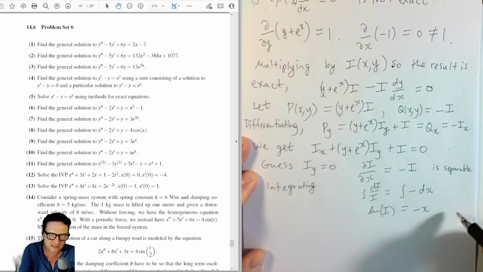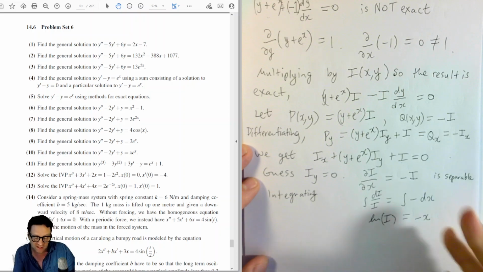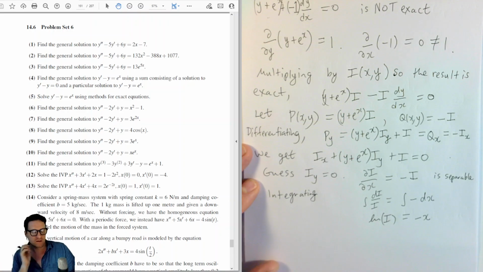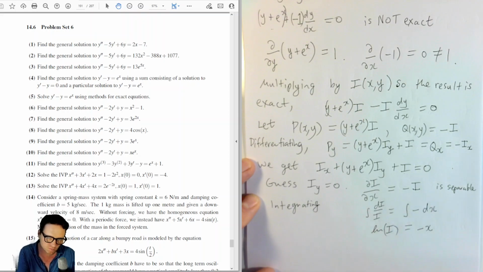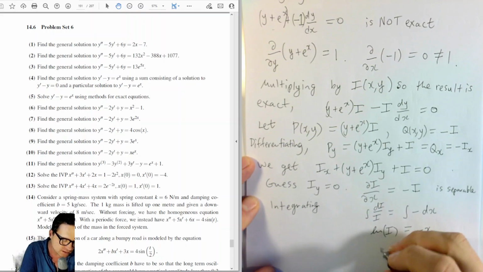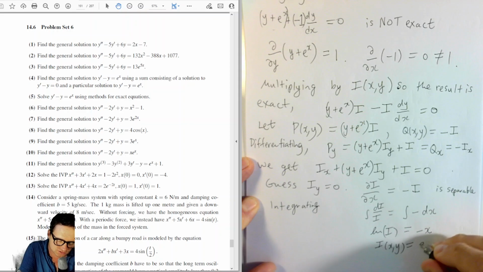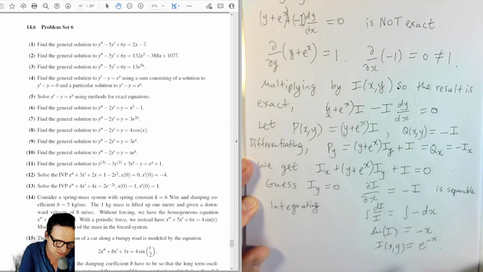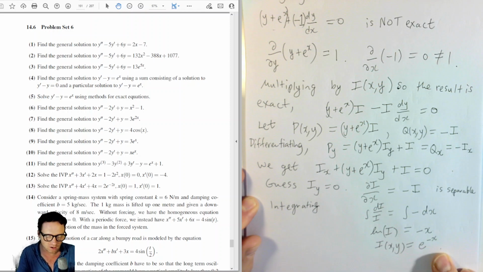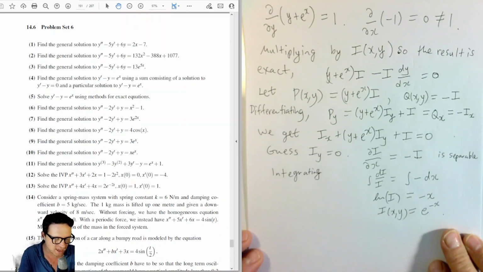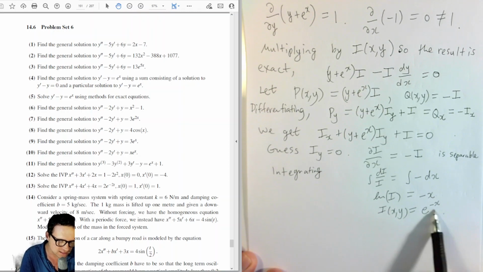I don't want the plus c, incidentally, or even the plus g of y, because I only want one integrating factor that makes this thing exact. So I don't need this as general as possible. So I, as a function of x and y, is equal to e to the minus x. And notice, incidentally, if we differentiate this partially with respect to y, we do have 0. So this works out.